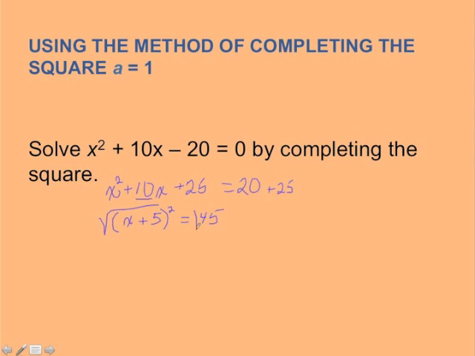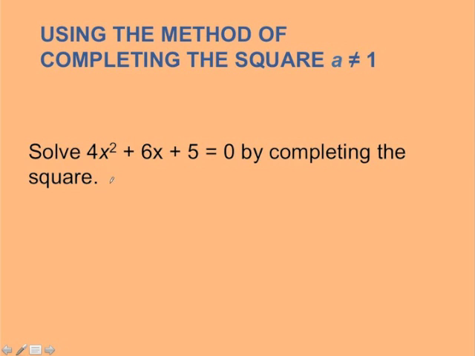Now I'll take the square root of both sides, and I'll find that x + 5 equals the square root of 45. 45 is 9 times 5, so that will be plus or minus 3 square roots of 5. Now I need to move the 5 to the other side, and I'll find out that x equals -5 plus or minus 3 times the square root of 5. And I have solved that equation by completing the square.